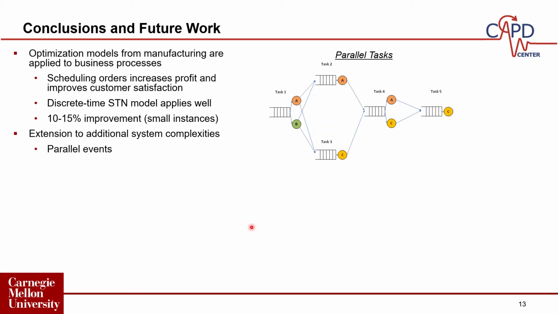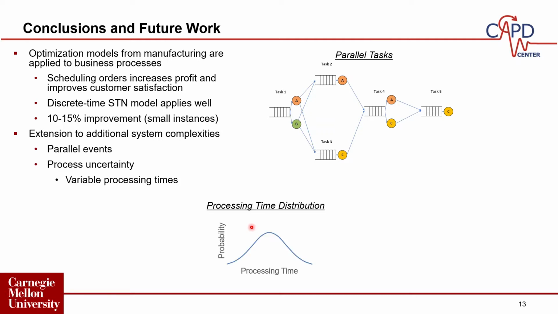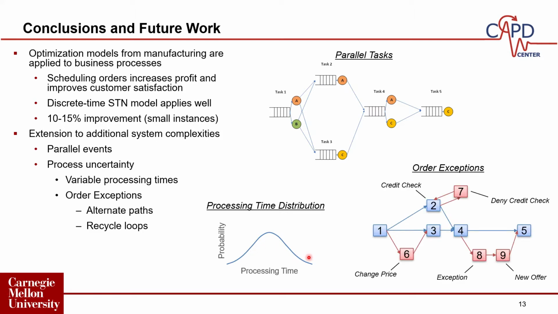So there may be transactions that can occur in parallel, introducing uncertainty in the processes, where there can be variability in the processing time. There can be order exceptions, so there may be alternate paths in a network of tasks. There may be recycle loops. And so looking at perhaps applying these models to a sort of dynamic optimization with a rolling horizon is a good direction to move forward.